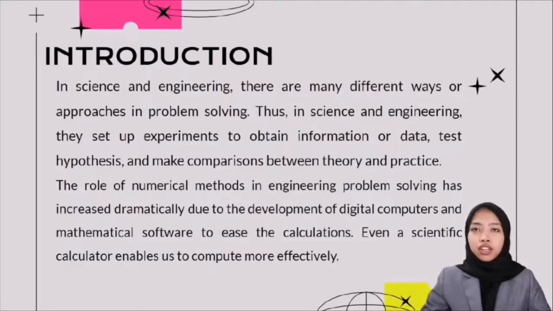In science and engineering, there are many different ways or approaches in problem solving. Thus, they set up experiments to obtain information or data, test hypotheses, and make comparison between theory and practice. The role of numerical method in engineering problem solving has increased dramatically due to the development of digital computers and mathematical software to ease the calculation. Even a scientific calculator enables us to compute more effectively.